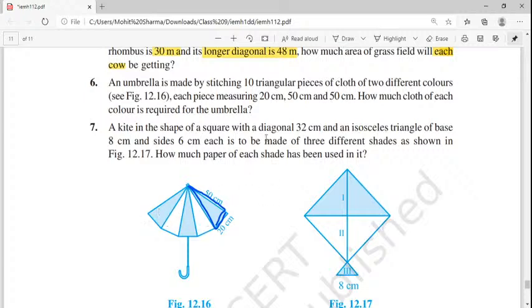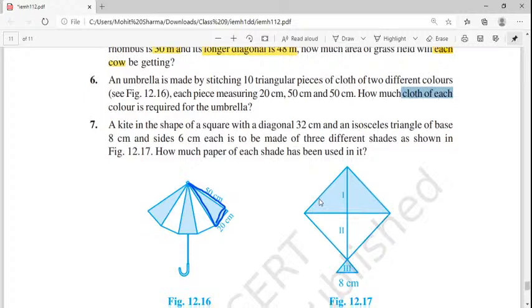Why 5? Because there are 10 triangular pieces and there are 2 different colors. So how many pieces of one color are there? 5 pieces, and you have to find the cloth of each color. So to find the cloth of each color, you will just find the area of one triangular piece and multiply it by 5. That will give you the required area of the cloth.